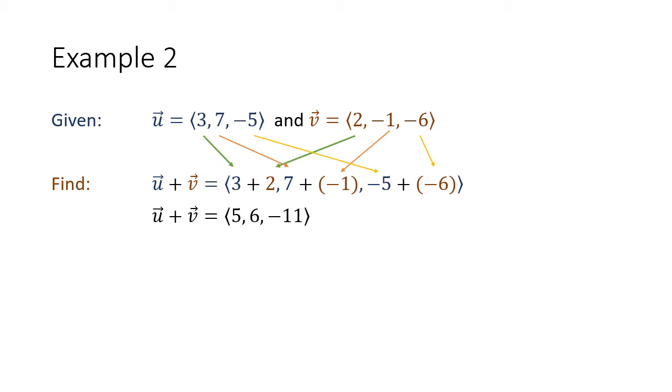because it's 3 plus 2, then 7 plus -1, then -5 plus -6. Again, just go component by component. It's fairly easy and fairly intuitive.